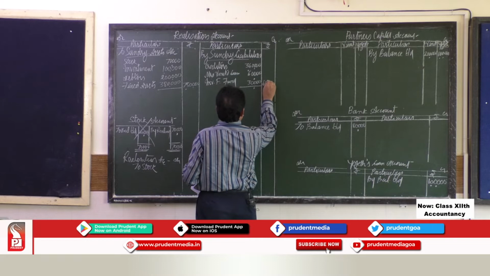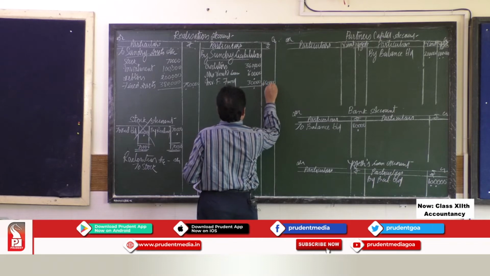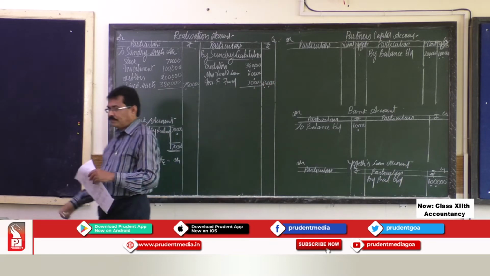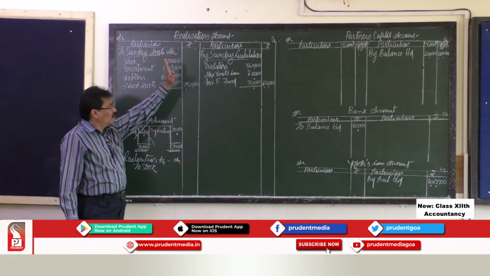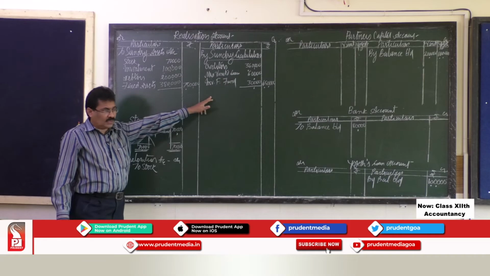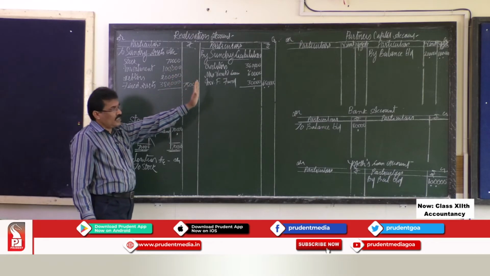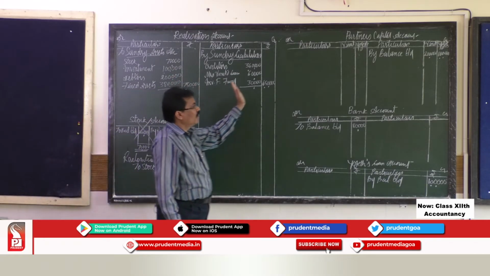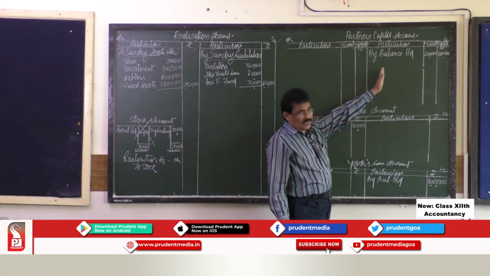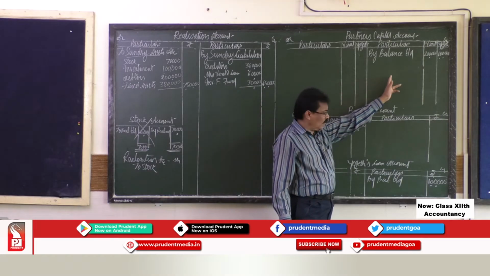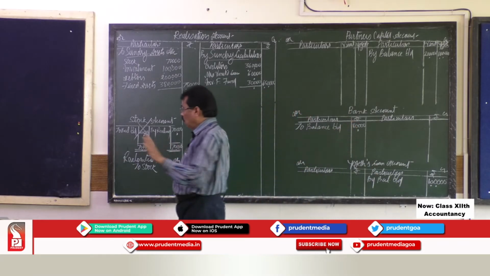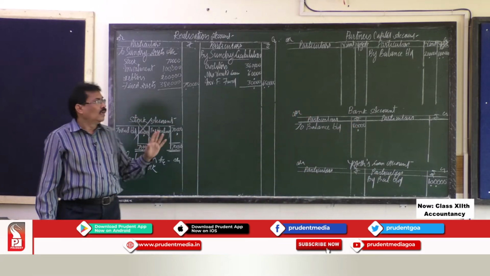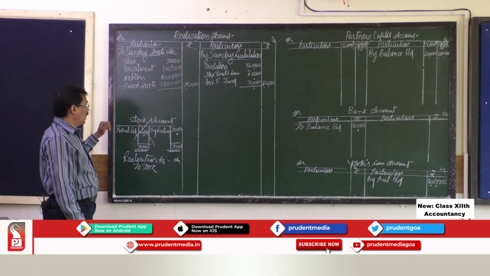So, this comes to 4,50,000. What we did now is, we closed all the liabilities accounts. External liabilities we transferred to the realization account, and internal liabilities we transferred to the partners' capital accounts and Mr. Yogesh's loan account. So, all the liabilities are adjusted.